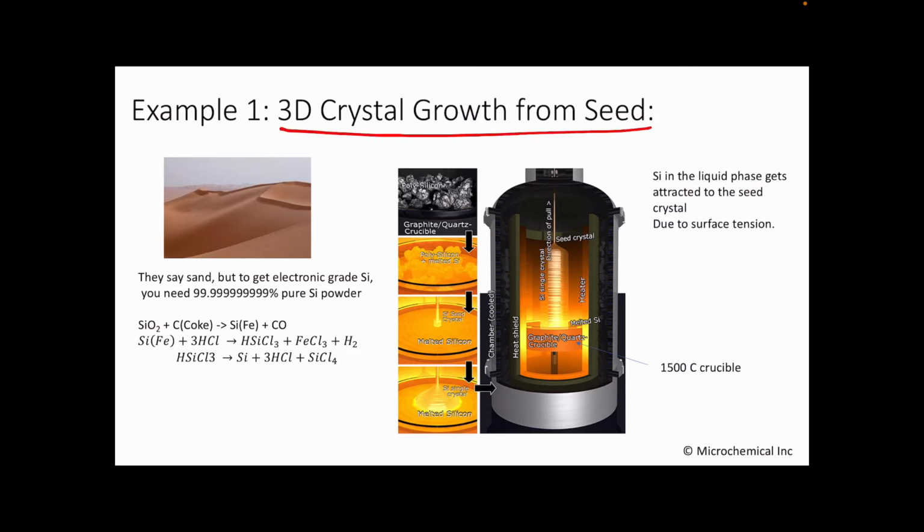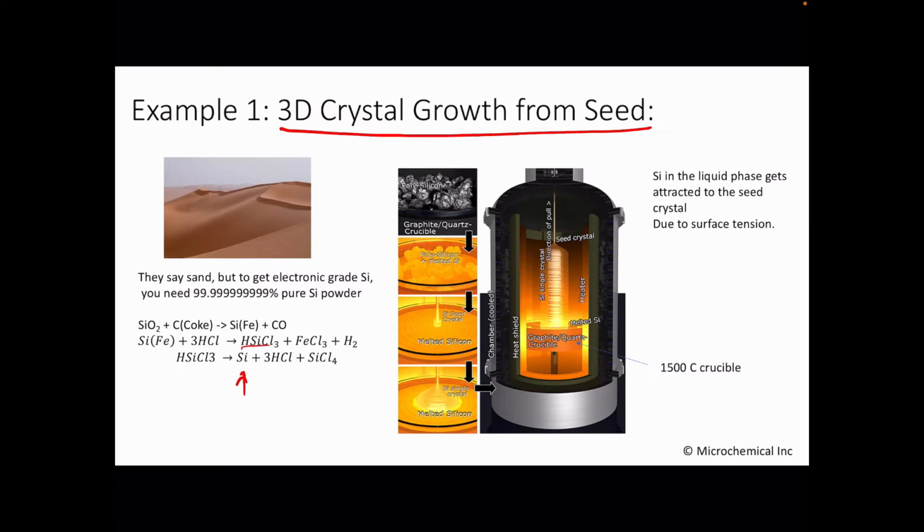We always start with sand. They say you can start with sand, but that is not true, because to begin with the Czochralski process, you need 9 nines pure silicon. How do you get it? You take sand, you treat it with coke, and then you treat it with HCl, and then you break down the salt to give you silicon.